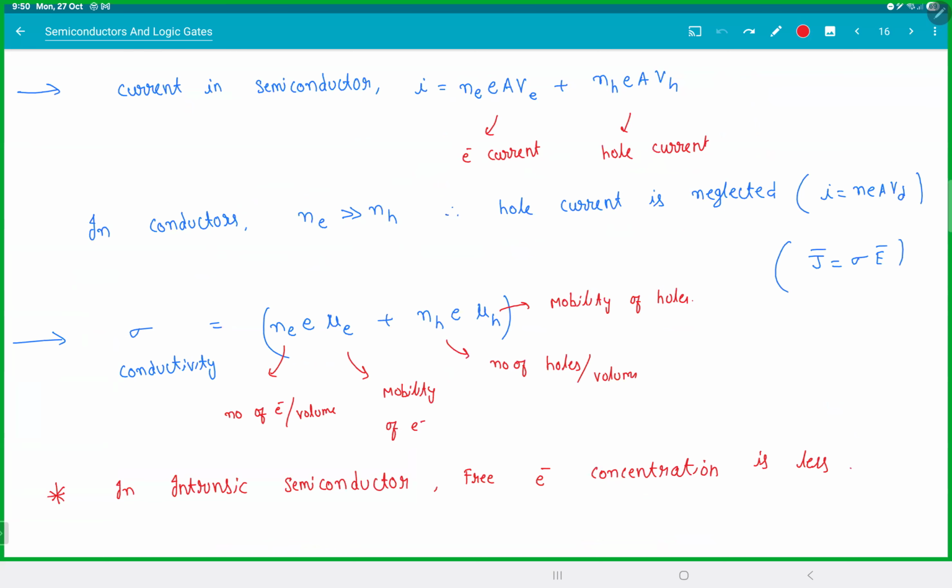But the problem with the intrinsic semiconductor, right? The electron concentration is too small. You're completely depending on temperature, isn't it? More temperature, more electrons will come. So your circuits are not really that great. So people realized if you use only pure semiconductor like silicon, they're really not that fast.